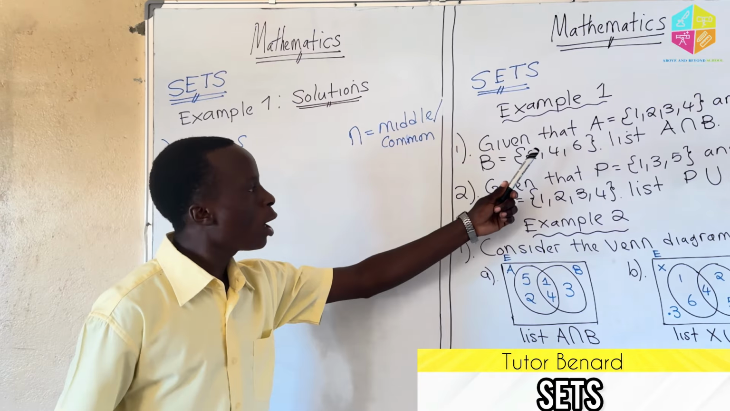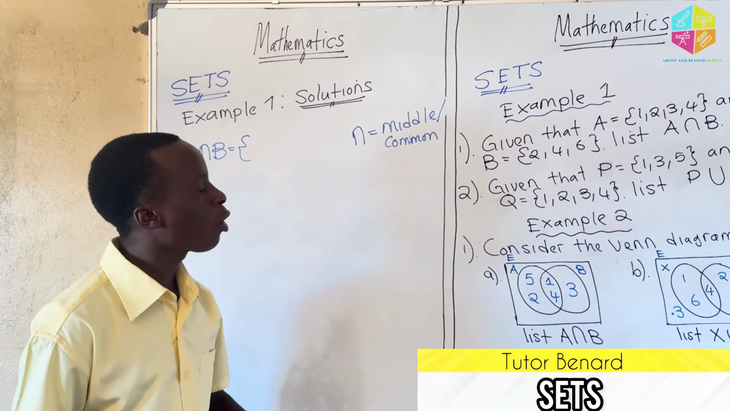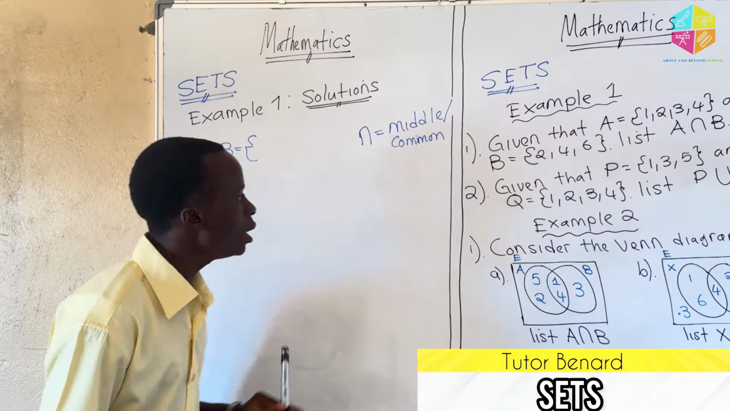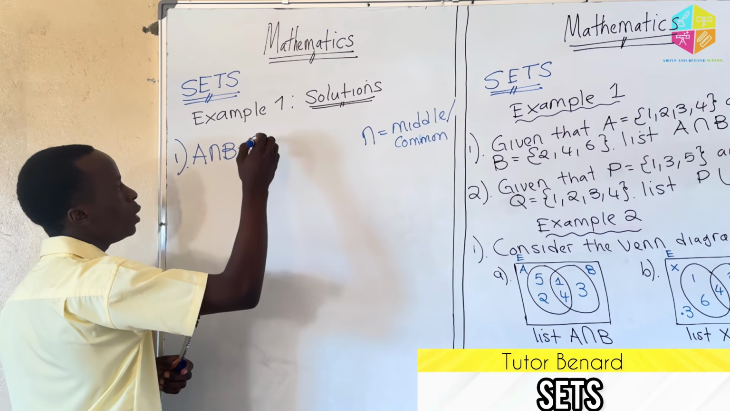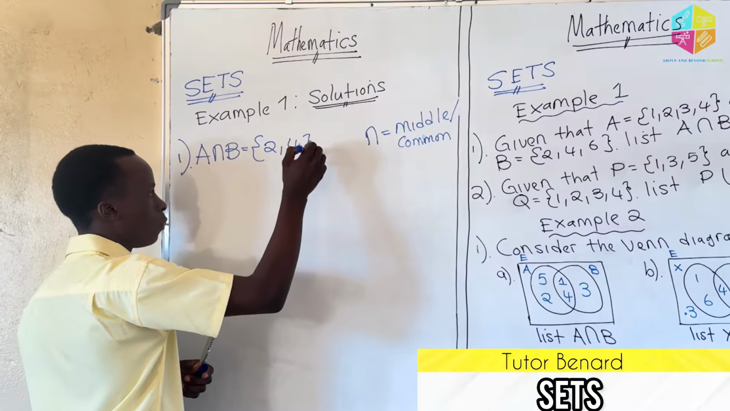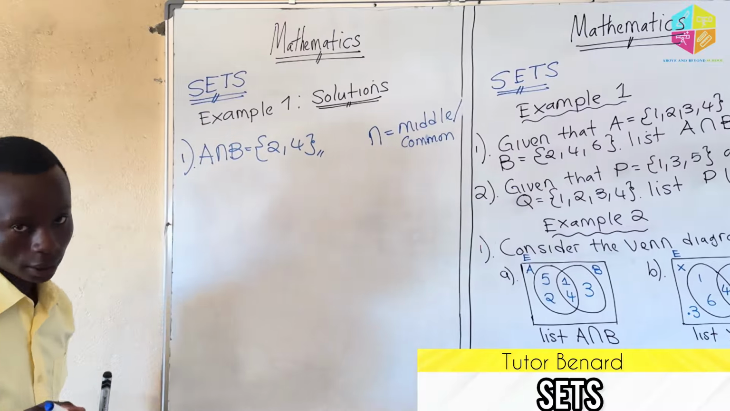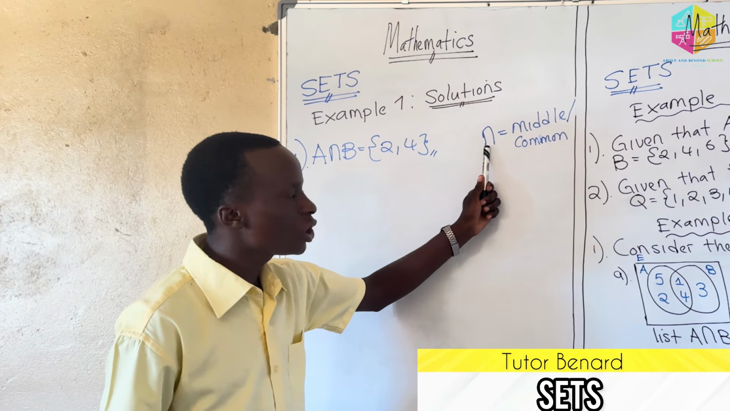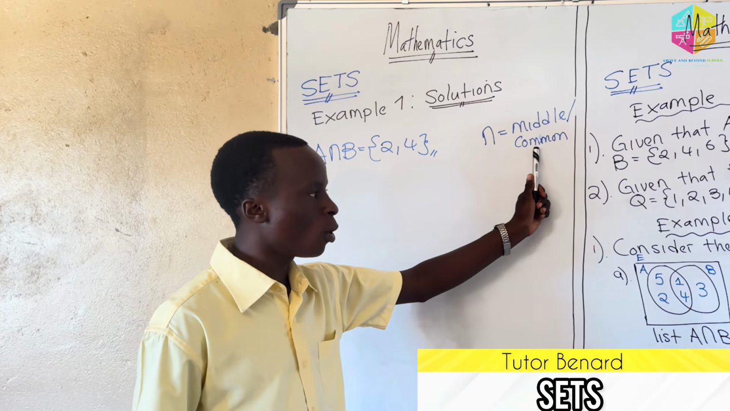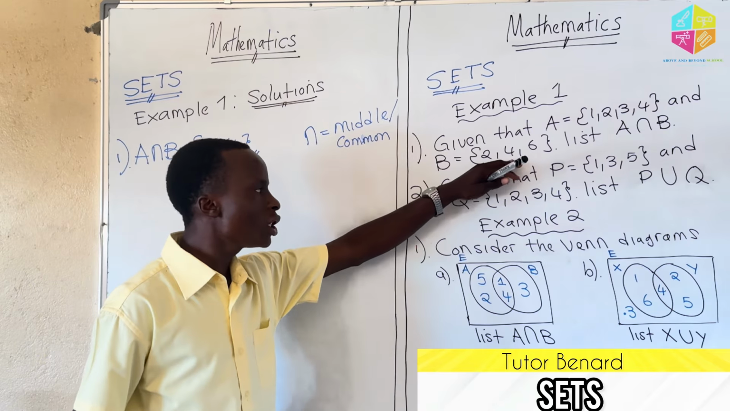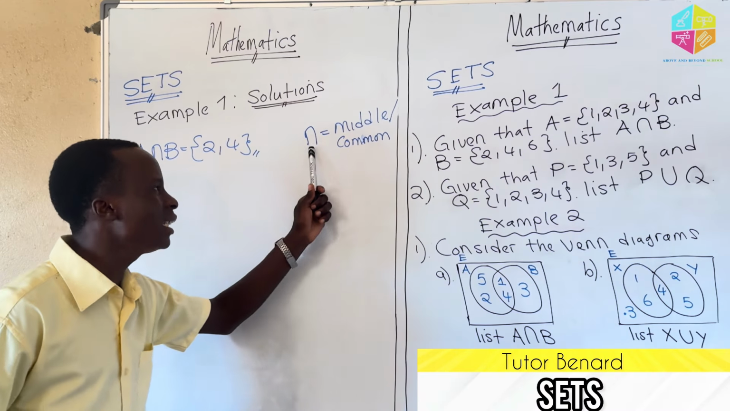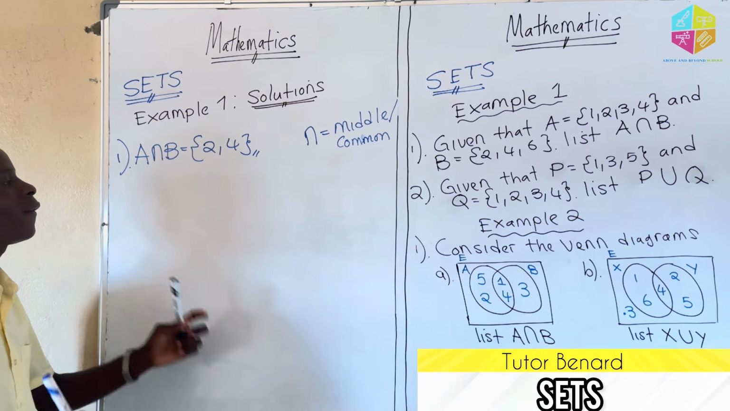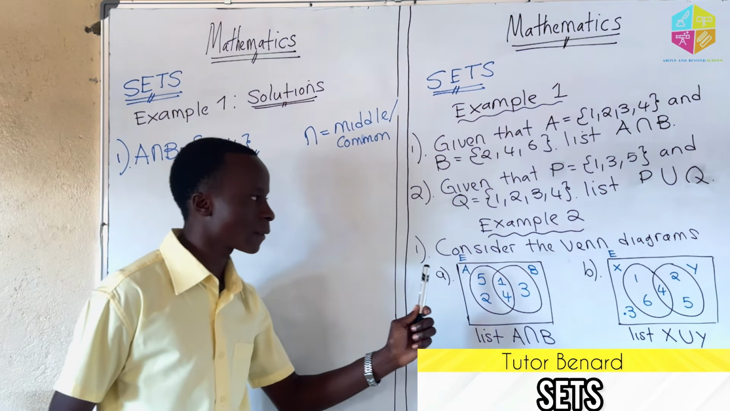When we observe our two sets, the elements that are common are 2 and 4, meaning our final answer will be 2, 4. So always remember the word intersection means middle or common. Common means numbers that are found in both sets.